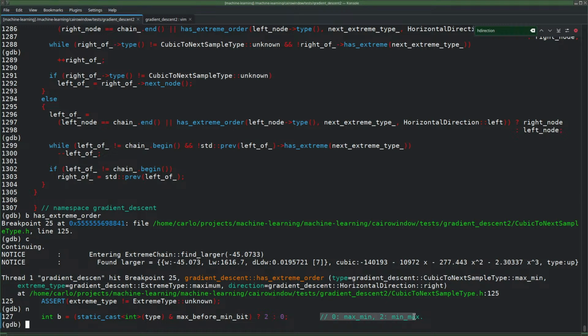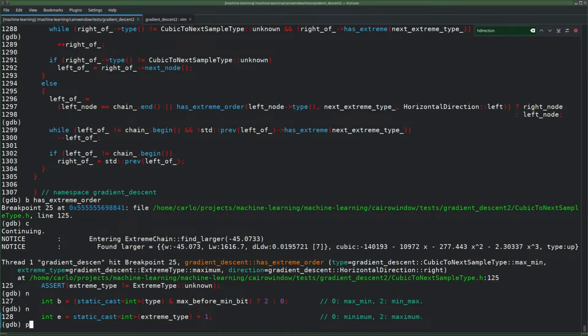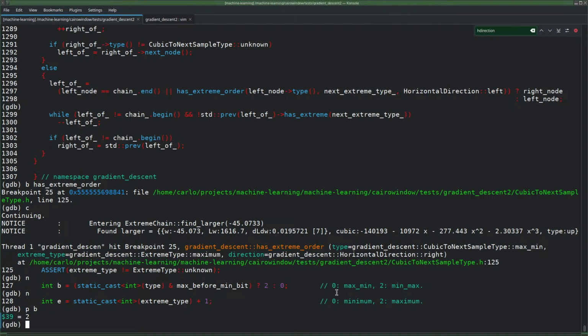The comment does not fit. The comment says that it should return 0. So we do next and then print B. Gee, it's 2. The comment is wrong. I think I should exchange these, the 0 and the 2 here. Apparently. Okay, let's look at the code.